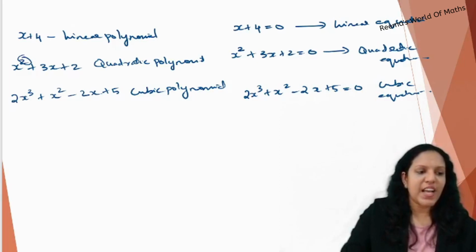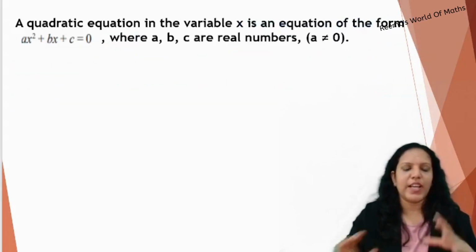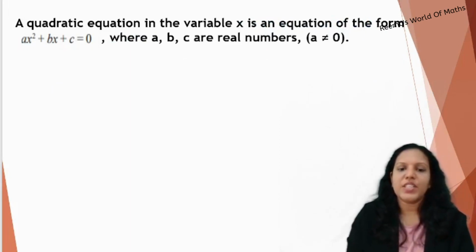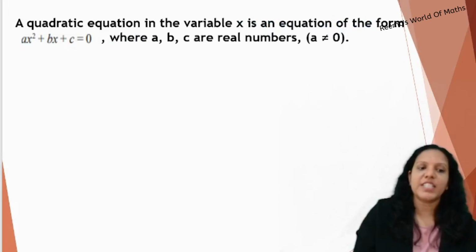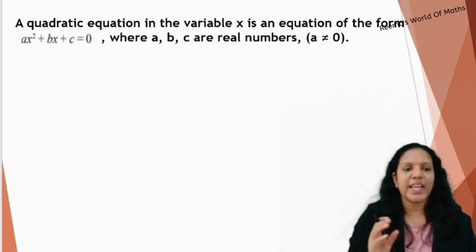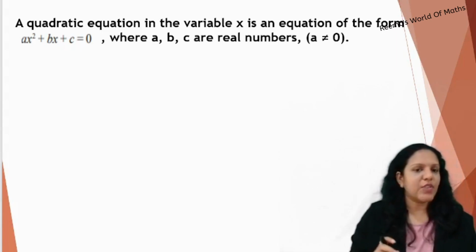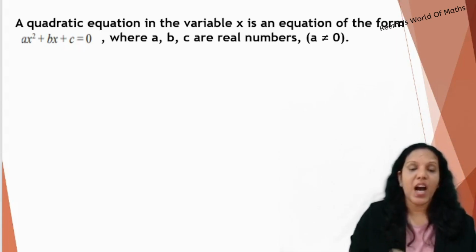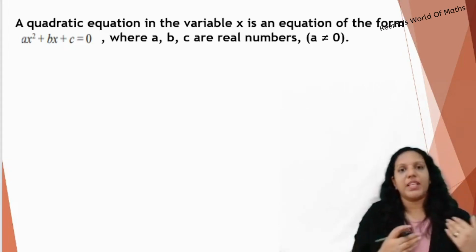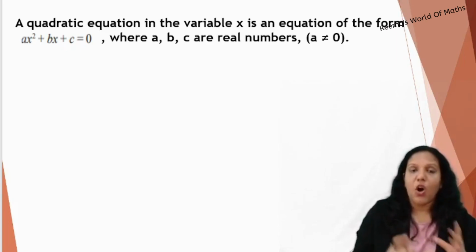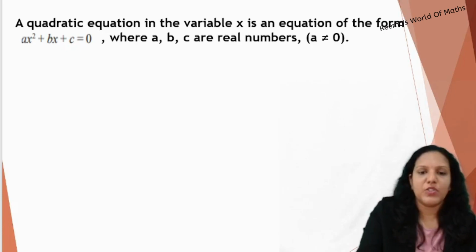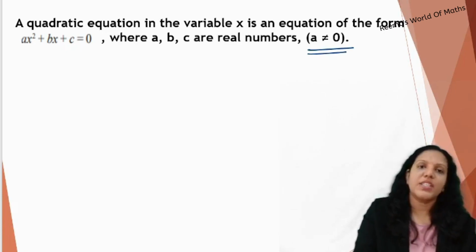Now let's see what is the standard form of a quadratic equation. A quadratic equation in the variable x is an equation in the form ax squared plus bx plus c equals 0, where a, b, c are real numbers. Real numbers means it can be any fraction, it can be an integer, any rational number, irrational number. Only one restriction: a cannot be equal to 0. That is the only restriction in a quadratic equation.